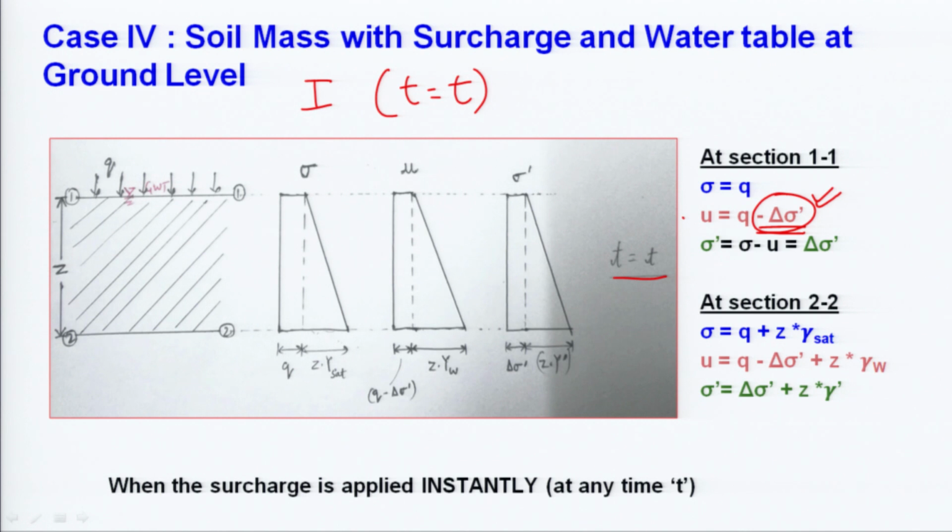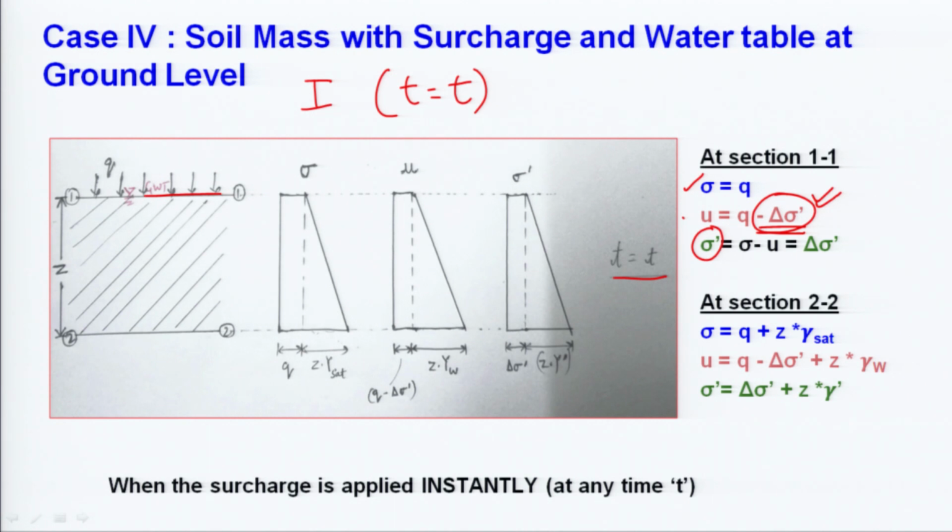So at section 1-1, the total stress is equal to q, as you already know. The pore water pressure, you already know that some of the stress has been transferred, and this effective stress will be equal to sigma minus u, that is equal to delta sigma dash.